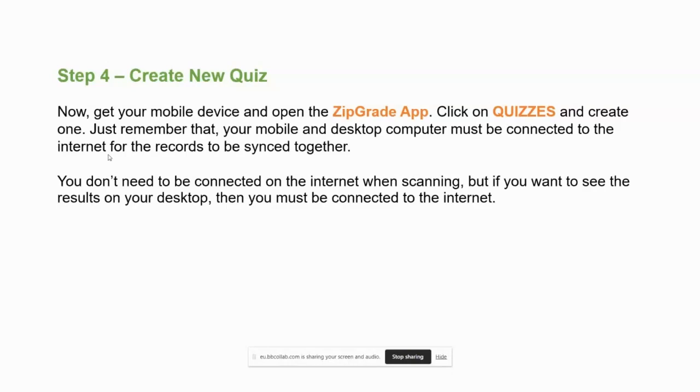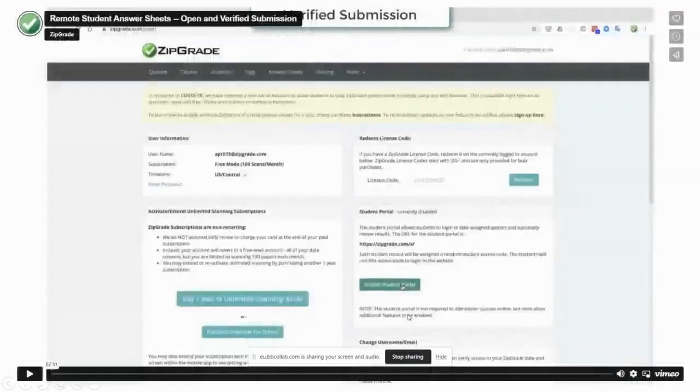Mobile phone and desktop computer must be connected to the internet for the records to be synchronized together. You don't need to be connected to the internet when scanning if you are doing offline exams. But if you want to see the results on your desktop, then you must be connected to the internet. Okay, this is the way. Now let's move to watch this.